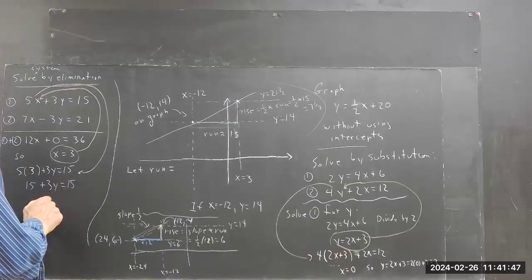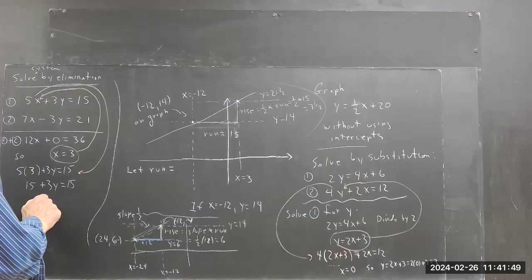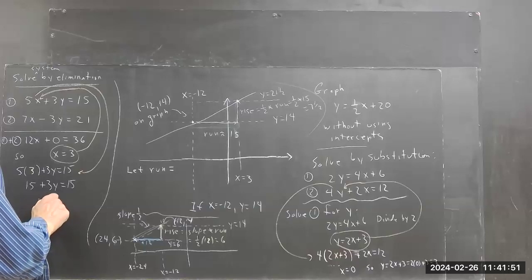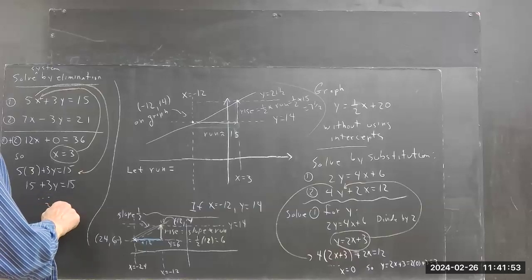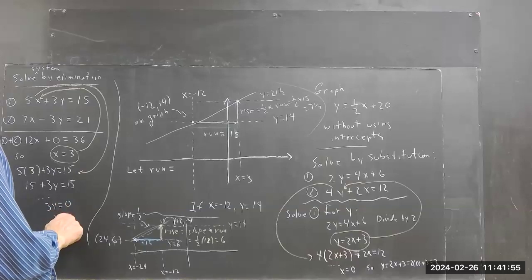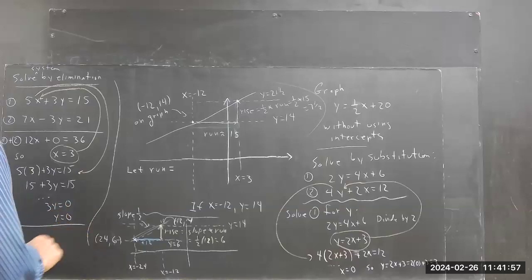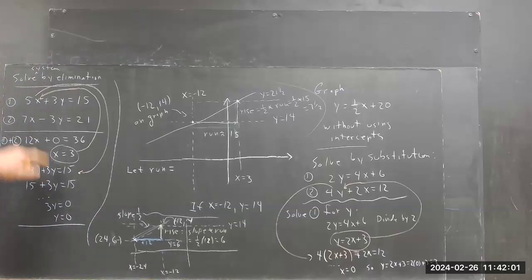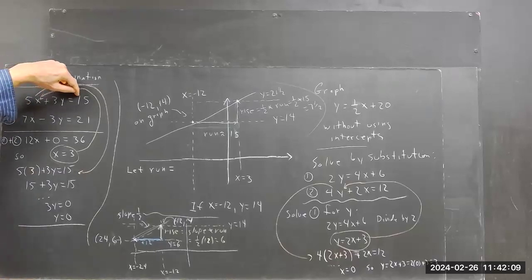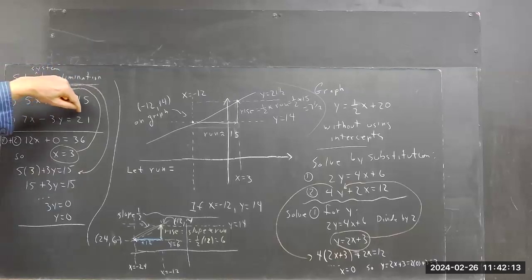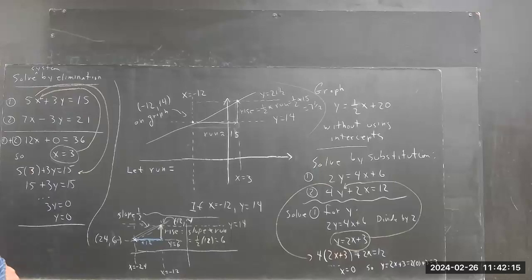Which gives us 3y equals 0, so y equals 0. Okay, so there we have it. And then we check. If we plug in 0 for y, we get 5 times 3 equals 15. Plug in 0 for y here, we get 7 times 3 equals 21. Both of those check out.